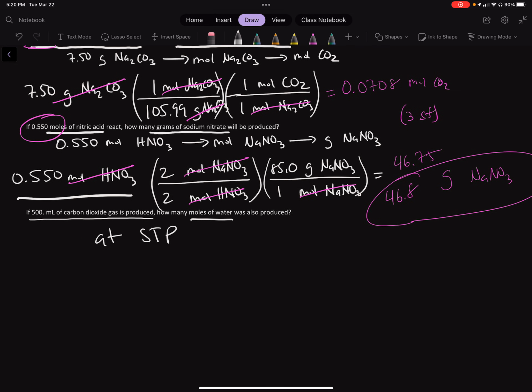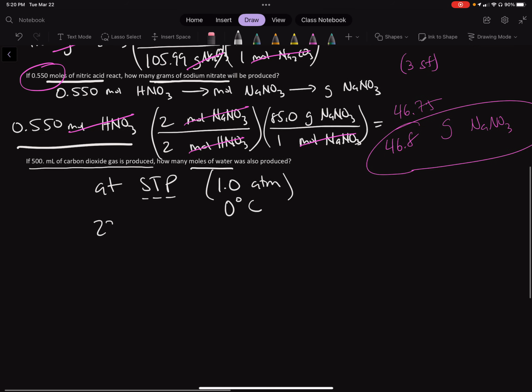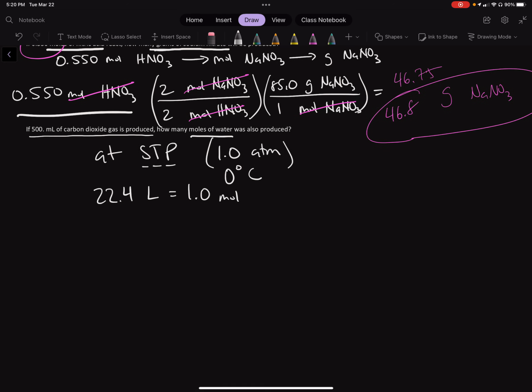So at STP, which is standard temperature and pressure, which by the way is 1.0 atmospheres and 0 degrees Celsius. But at STP, you can use the conversion that says 22.4 liters of a gas is the same as 1 mole of the gas. So that's a conversion that we can use.